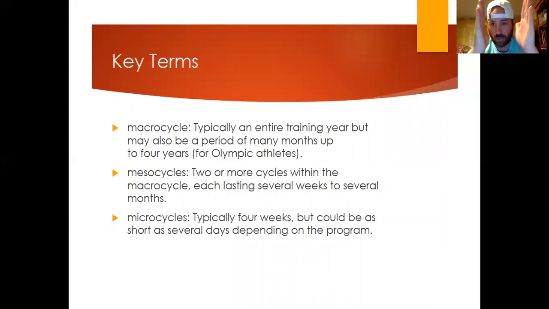Meso are the sections in between. So let's take it from this aspect. If we said that we have a 16-week macrocycle, every 4 weeks may be a mesocycle. So the ones that are a couple weeks here and there. And then our microcycles could be our daily changes or our weekly changes within those 4 weeks each and every time. So as long as you understand that it's macro, meso, micro.